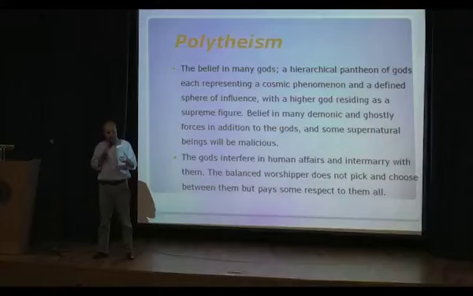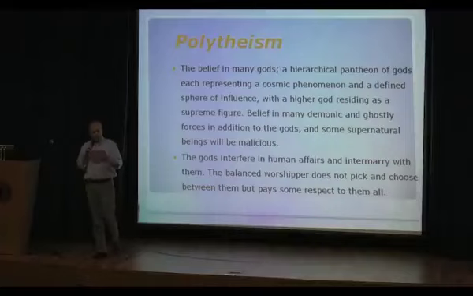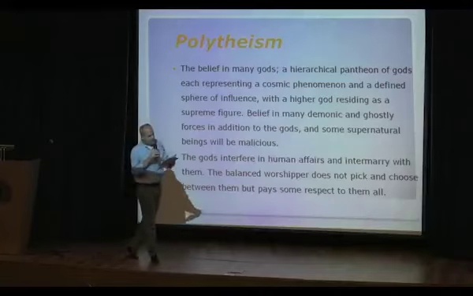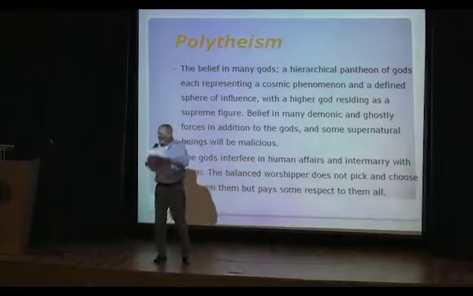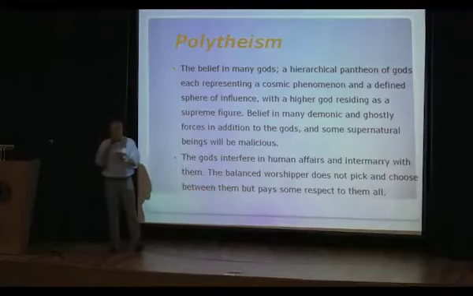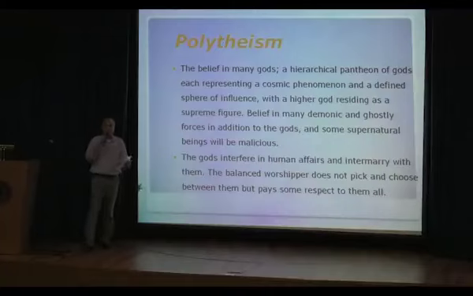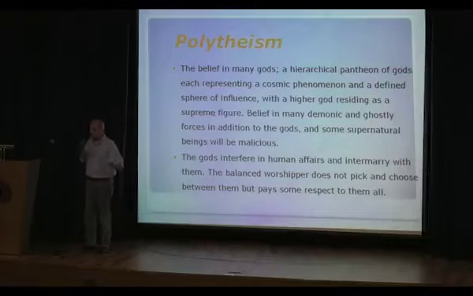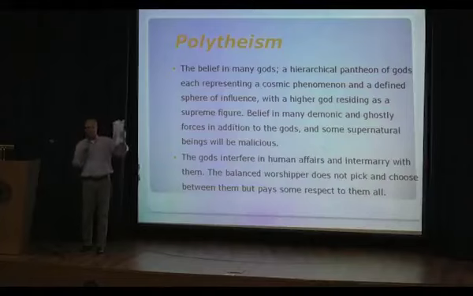I have reached point five on your fly sheets. So the three cultures that you will be introduced to are polytheistic. Polytheism is the belief in many gods, a hierarchical pantheon of gods, each representing a cosmic phenomenon. One god for the thunder, one god for the seas and oceans, one god for the underground, another god for fire or for water or what have you, okay? Each one has a definite sphere of influence, with the higher god residing as a supreme figure, sometimes first among others, okay?